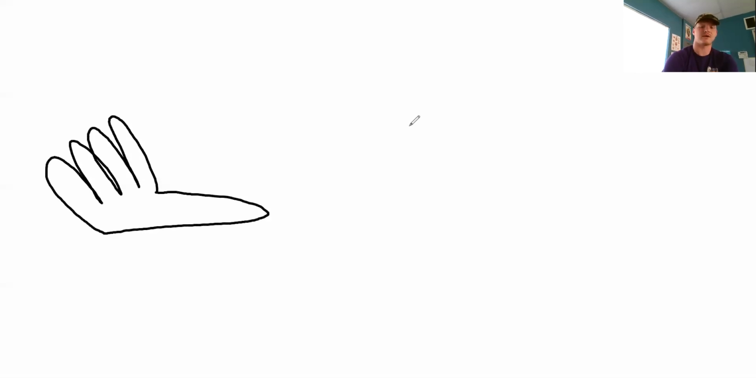Is it perpendicular? I'm drawing it right now. Oh, so the angle right here, that's obtuse. Can I draw my fingers as lines?